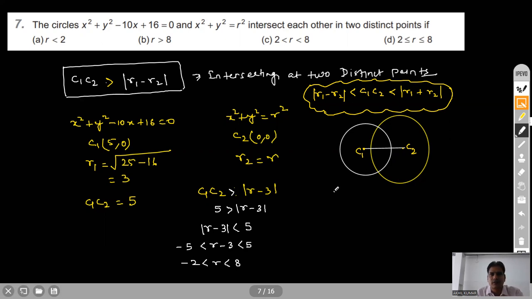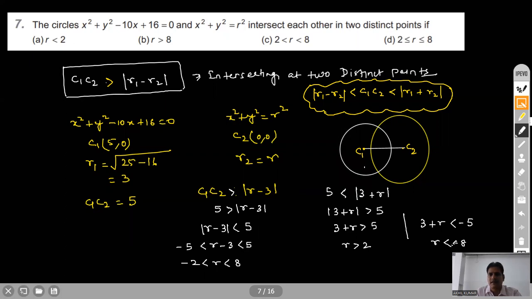And what will be coming from R1 plus R2? This C1C2 should be less than R1 plus R2, and R1 plus R2 means 3 plus |R|. So from here we can say |3 plus R| is greater than 5. Either 3 plus R should be greater than 5, or 3 plus R should be less than minus 5. So R should be greater than 2, or R should be less than minus 8. From this condition, we are getting this.